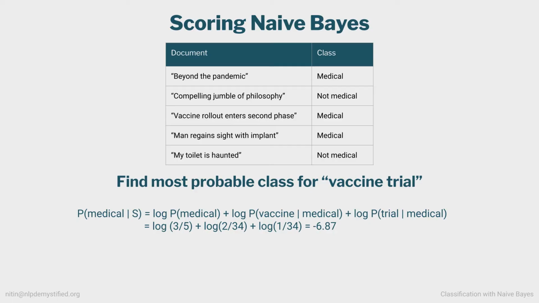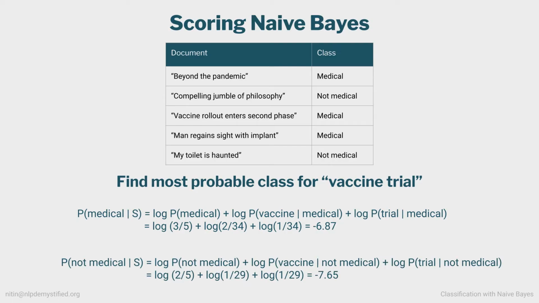Note how the word trial isn't in our vocabulary at all, but still gets assigned 1/34 due to the smoothing parameter. If we work it out, it results in -6.87. If we do the same for the not medical class, we end up with -7.65. We're looking for the class which maximizes the posterior probability, and so the classifier returns medical as the most probable class, and that's how it works under the hood.